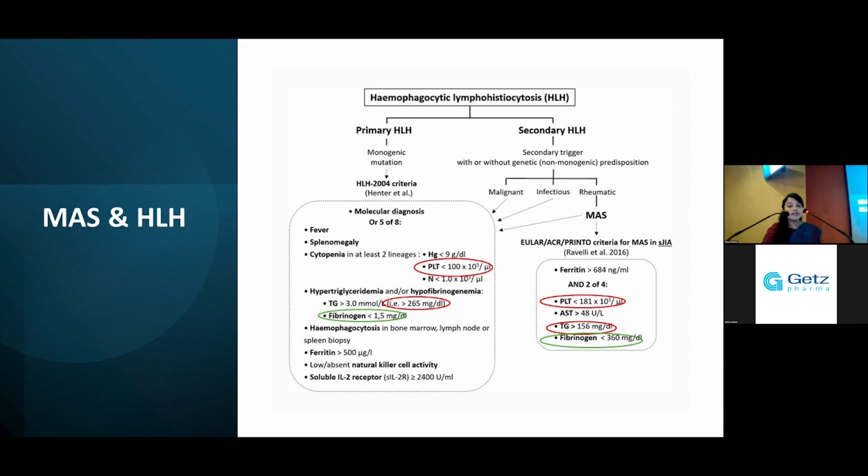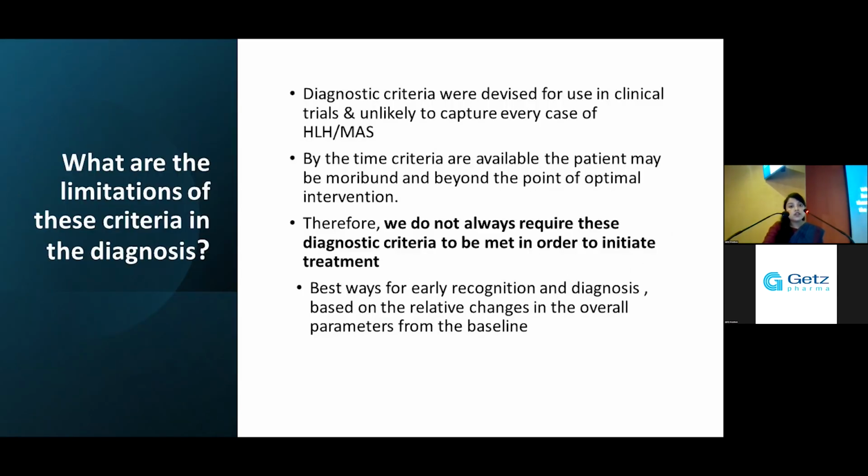Although, as I said earlier, some physicians still use the HLH 2004 criteria to diagnose MAS, it causes further delay in diagnosis. Why did I say that? Because as you can see here, the cytopenia noted in the HLH 2004 criteria is a platelet count of less than 100, triglyceride levels of more than 265, and fibrinogen levels of less than 150, which is the difference between the MAS criteria and the HLH criteria. So this may cause a further delay if we wait till the HLH 2004 criteria are met to diagnose.